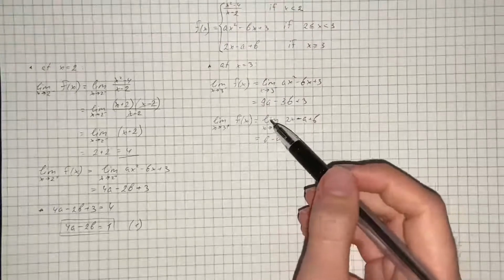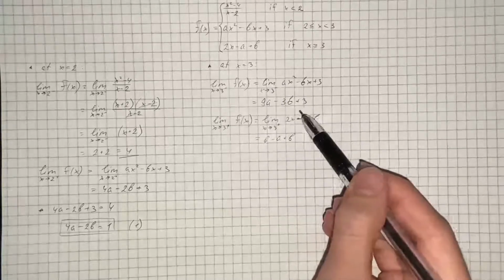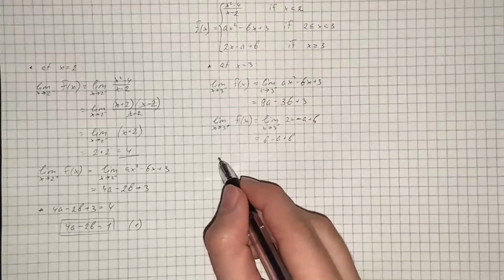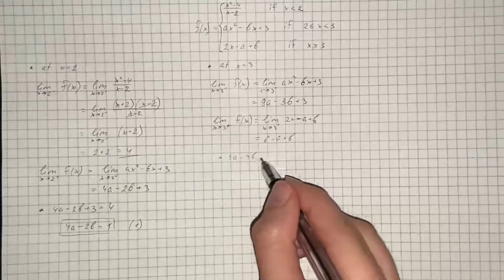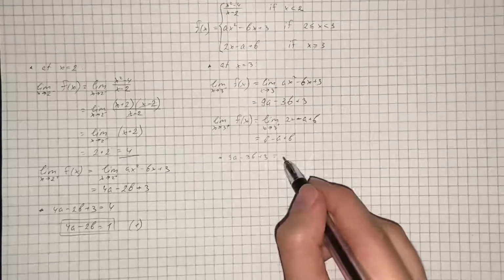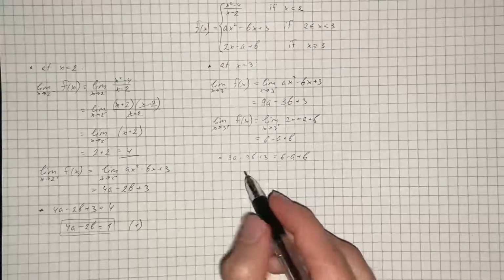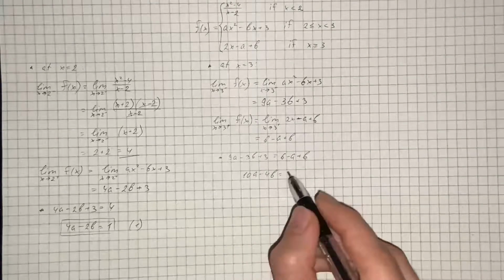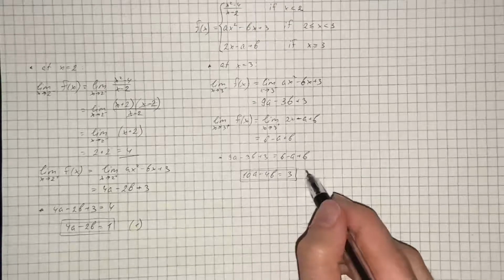Since the function is continuous at x equals 3, the left-hand limit is equal to the right-hand limit. Therefore we get that 9a minus 3b plus 3 equals 6 minus a plus b. After simplifying, we get that 10a minus 4b equals 3. And that's going to be our second equation.